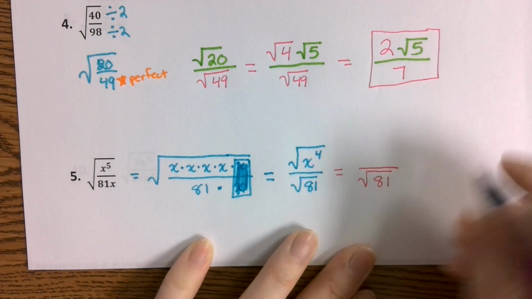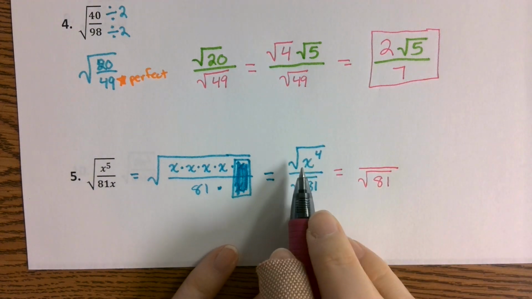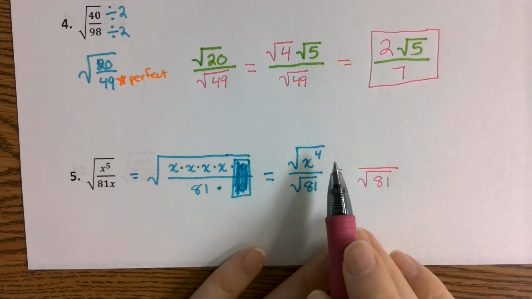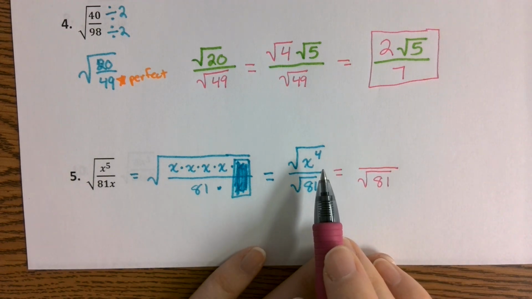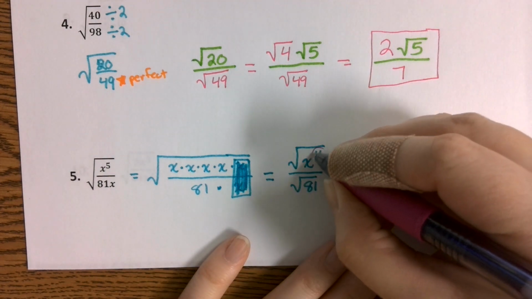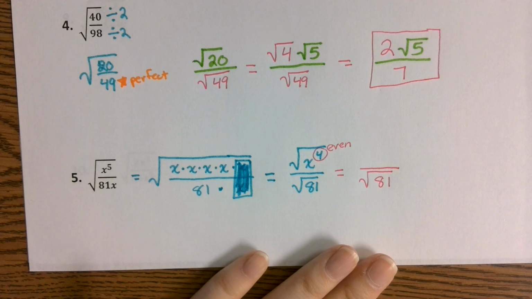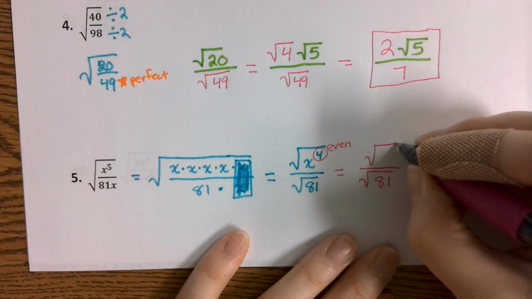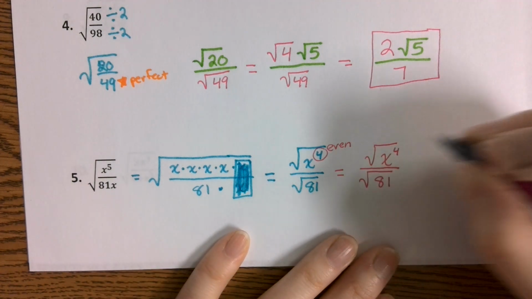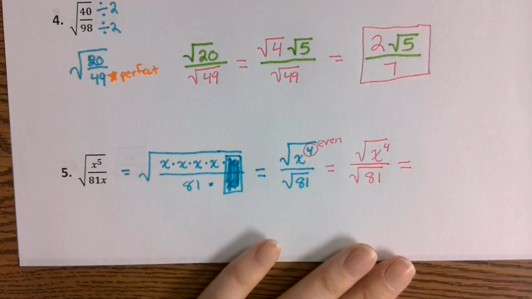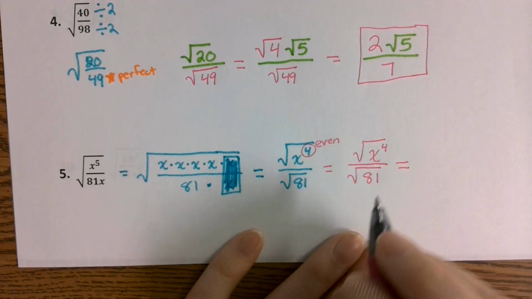What about the numerator? Is the numerator perfect or not? It is. How do we know that the variable has a perfect square? Because it's even. Remember, this is an even numbered power. If it's an even numbered power, it is a perfect square. So we have x to the fourth inside of our square root as a perfect square. We can go ahead and simplify it. What is x to the fourth going to simplify to?